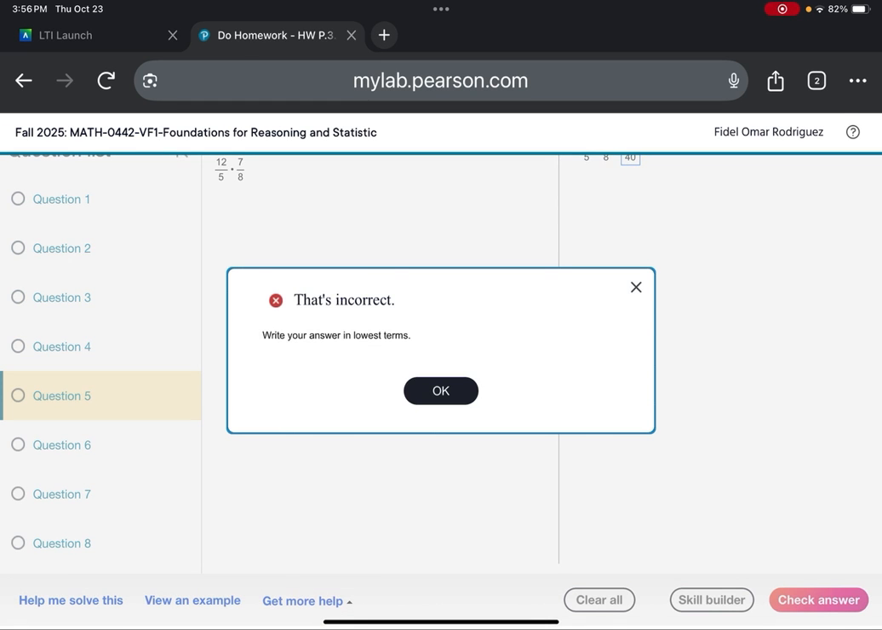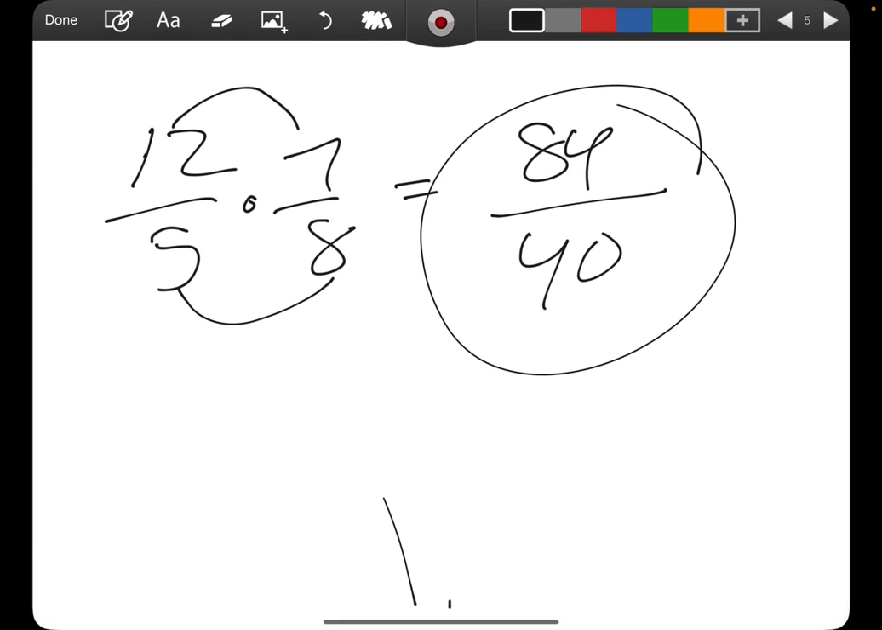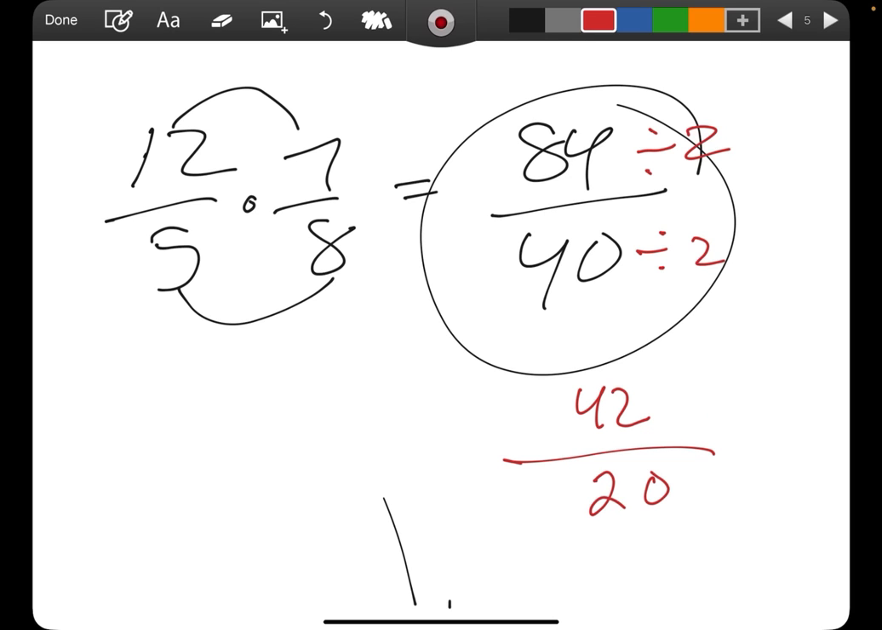Okay, so I check it, and it says that's incorrect. Write your answer in lowest terms. So let me come back to my problem, and I might say, hey, Omar, why don't you divide both of these numbers by 2? So half of 84 would be 42, and half of 40 would be 20.